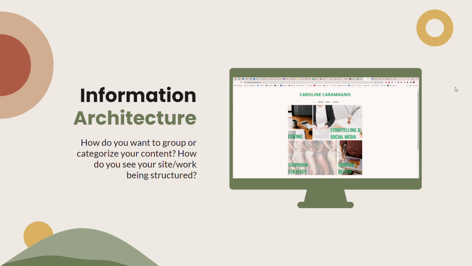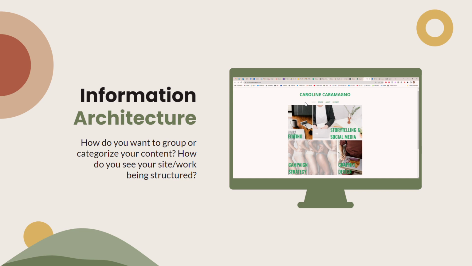You're going to want to also consider information architecture. So how do you group or categorize your content? What buckets or baskets do you see it in? How do you see your site and your work being structured? This person has a pretty simple navigation. It has work, then resume, then about, then contact. But under work, she has different categories to the types of work that she does.